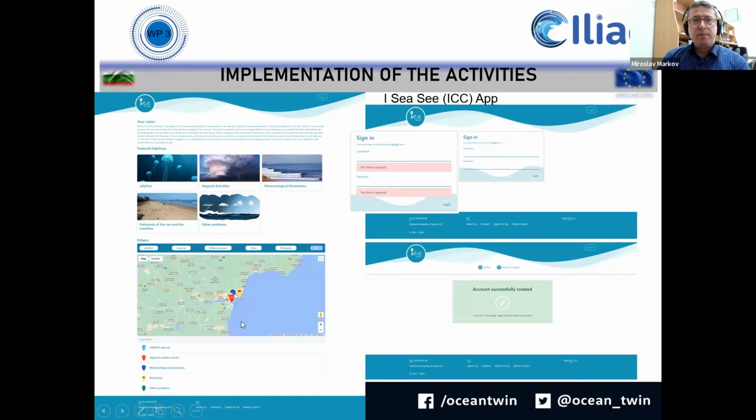All the reports are shown here on the map, and each one of the visitors can check what has happened in the area of Varna Bay in the last 24 hours. Each one of these pins can be clicked, and it shows the actual report, with all the information inside. Of course, there are screens like sign up, sign in, and the option for creation of an account.